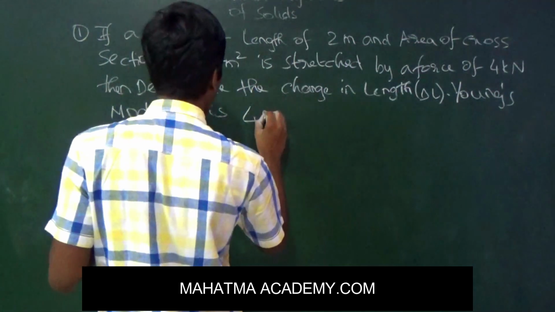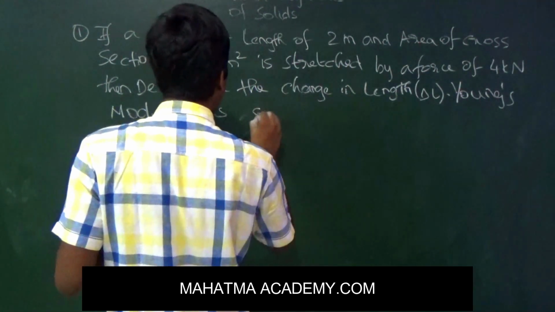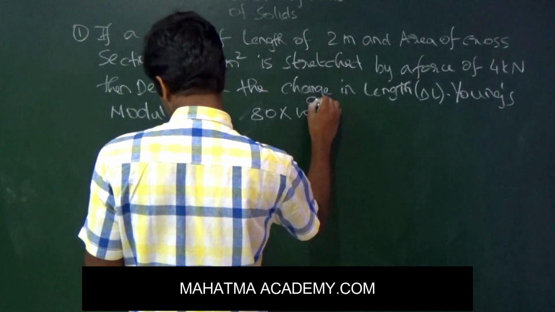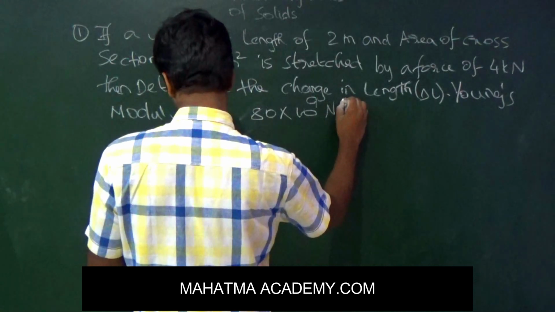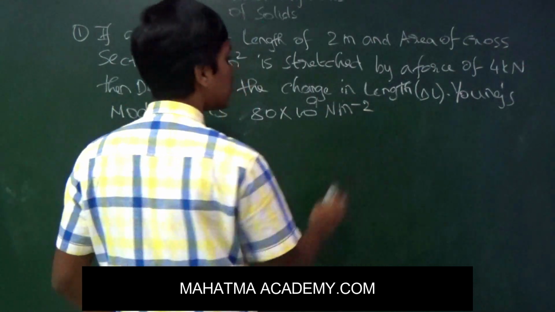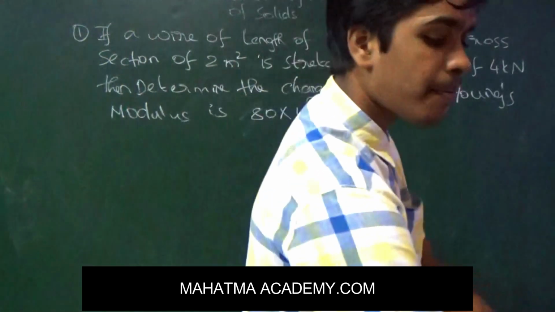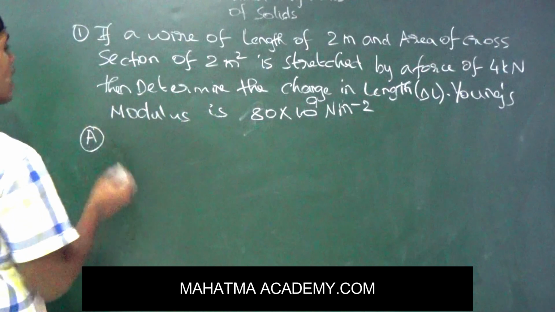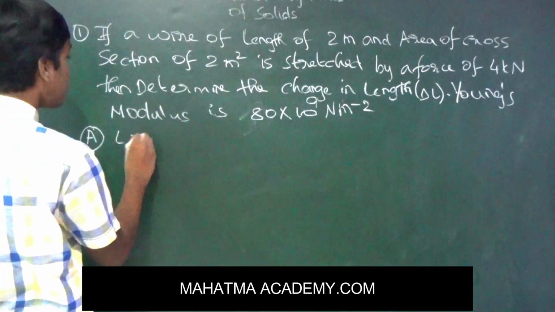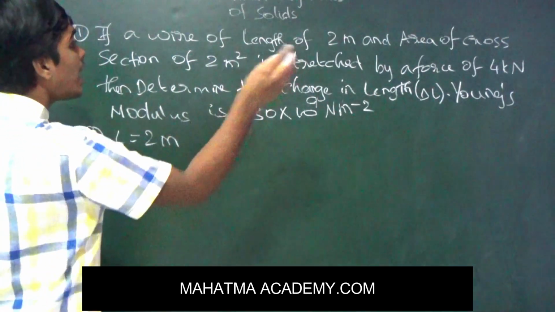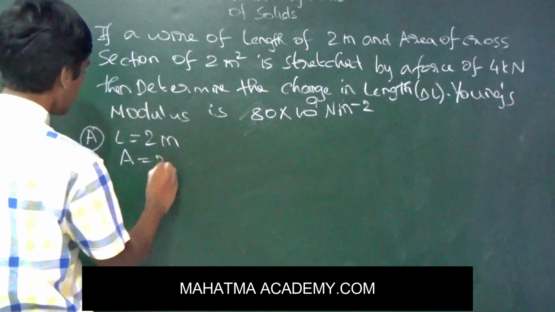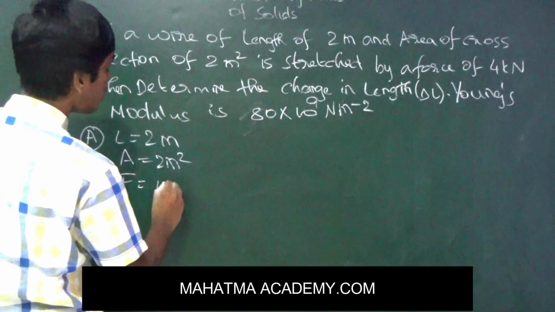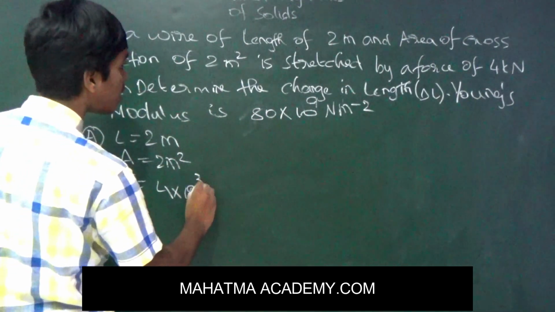80 into 10 to the power of 9 Newton meters to the power of minus 2. Okay, we will solve this question. First we will write what is given. First, length L is equal to 2 meters. And area is 2 meters square. And the force F is equal to 4 into 10 cubed Newton.